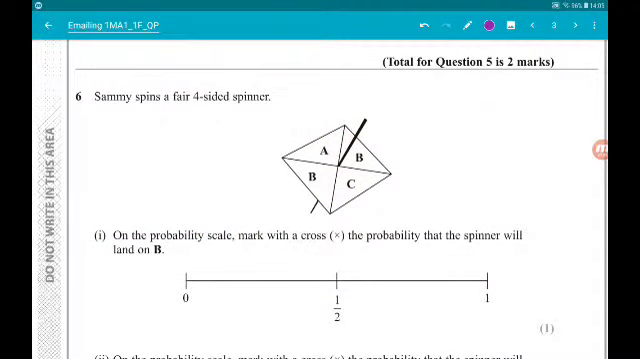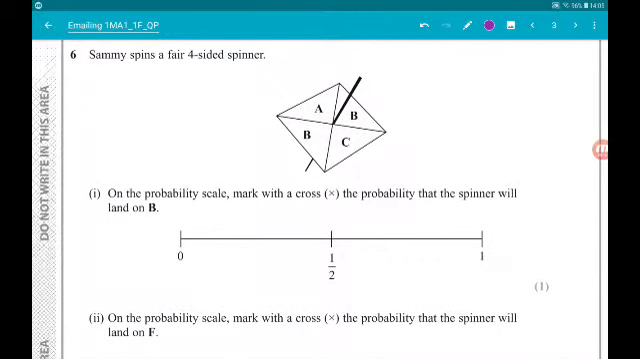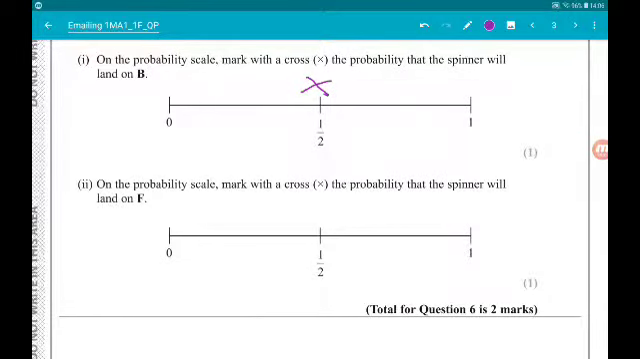Okay, number 6. Sammy spins a third spinner. So we can see there are 4 sections, 1A, 2B and 1C. Part A. On the probability scale, mark with a cross the probability that the spinner will land on B. Okay, so 2 of the sections are B, there are 4 sections. The probability then of landing on B is 1/2. Cool. Okay, then part B, on the probability scale, mark with a cross the probability of getting an F. So there are no F's on the spinner, that means it's impossible, that means the probability is 0.